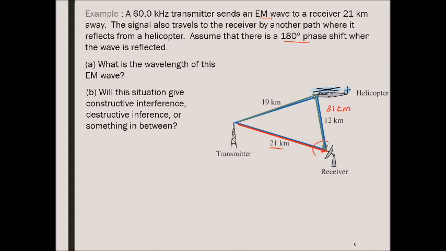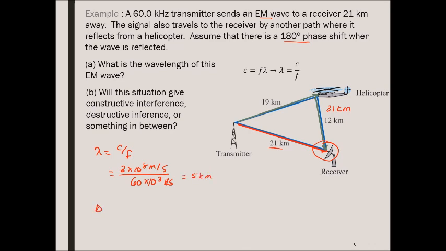So we want to see if the helicopter caused constructive or destructive interference. To tell that, we need to see if the wave lands in phase or out of phase. But the first thing we need to do is figure out what the wavelength is. So we're going to use our wave equation that we've seen lots of times before. Lambda is equal to c over f. And again, c is 3 times 10 to the 8th meters per second, and our frequency is 60 times 10 to the 3rd hertz, or cycles per second, and that gives me 5 kilometers.